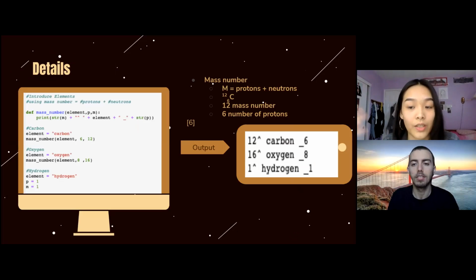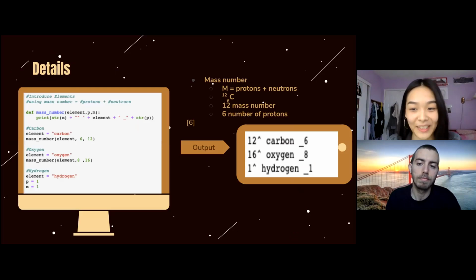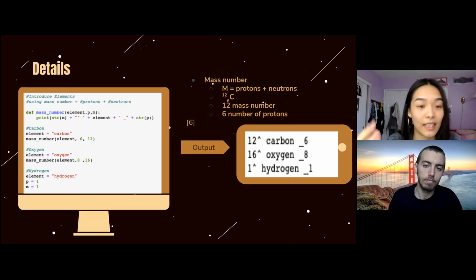Here, in order to illustrate the right ingredients for our vegan cookie, we decided to illustrate how we would solve chemistry by using mass number and the molecular formula as seen in the output.